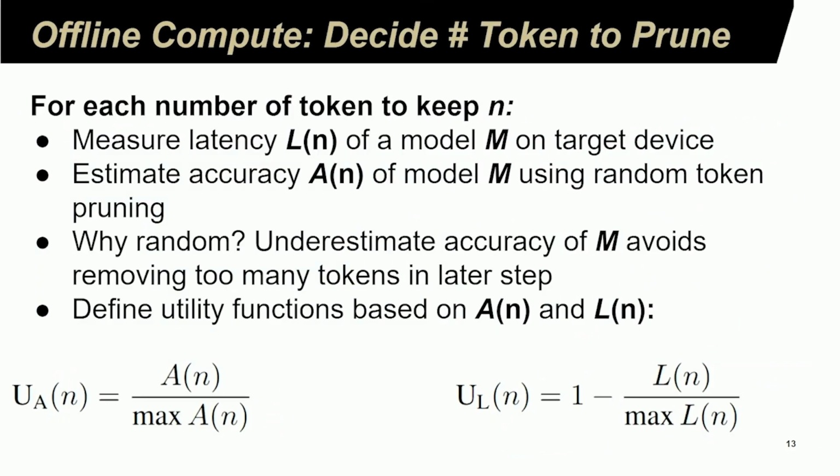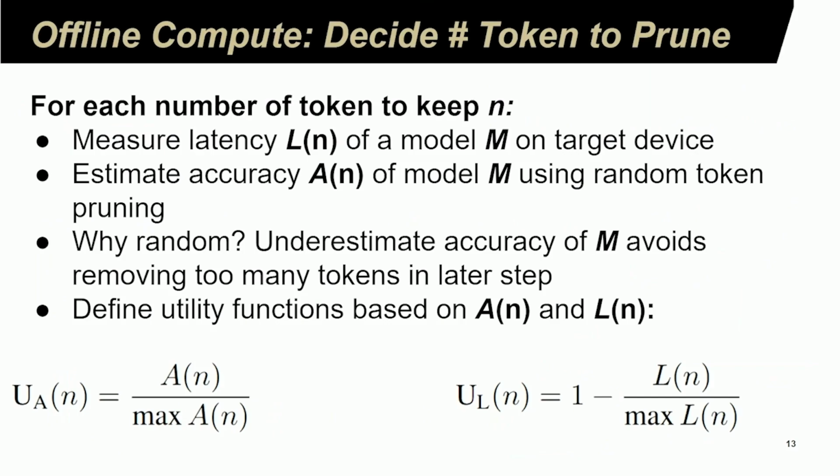We propose a method that will consider the utility of accuracy as well as the utility of latency. The utility of accuracy is defined as the accuracy divided by the maximum accuracy we can observe from the best existing methods. For accuracy, the higher is better. For latency, the lower is better. So the latency utility is 1 minus latency divided by the maximum latency.